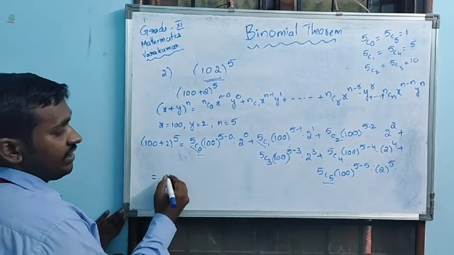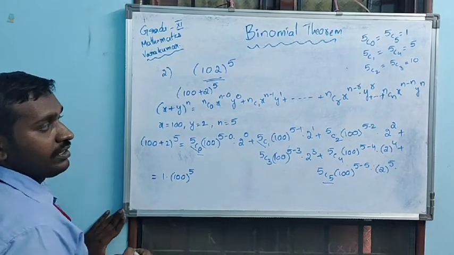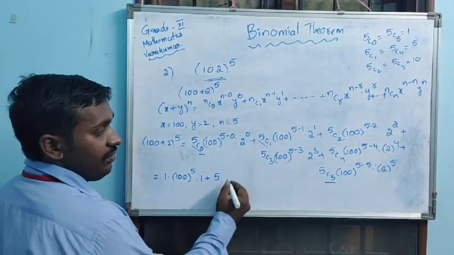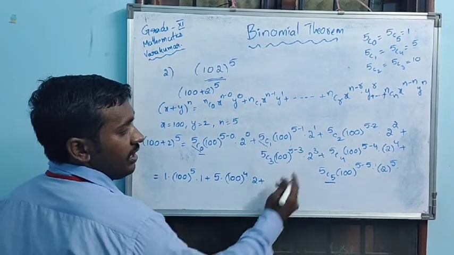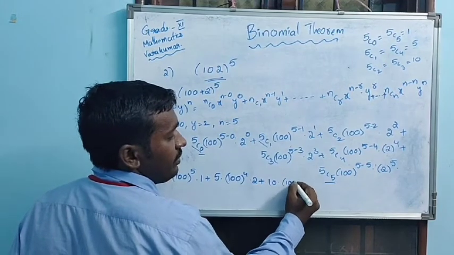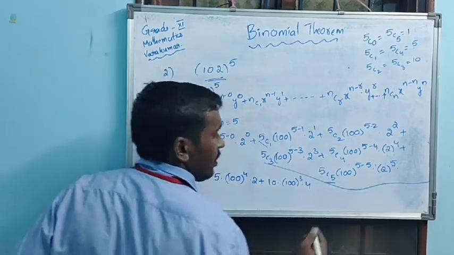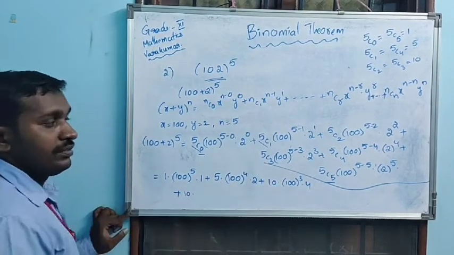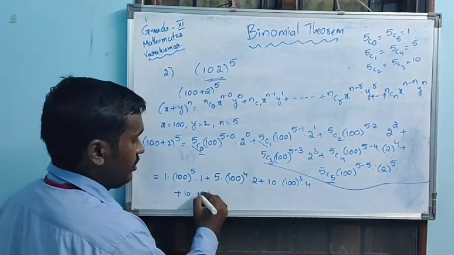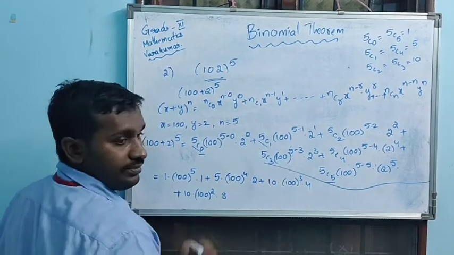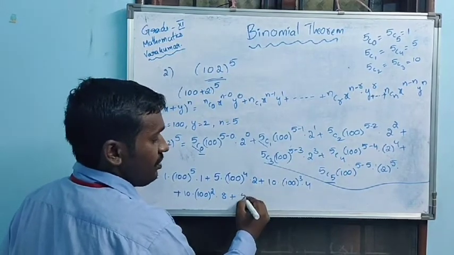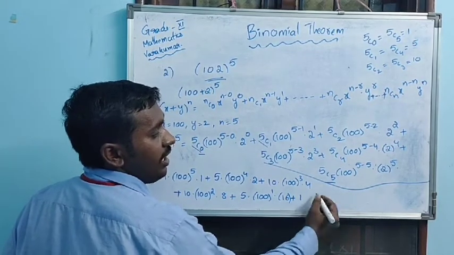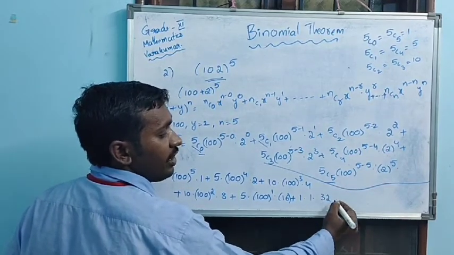Now, 5C0, which is 1, into 100 power 5, into 2 power 0, which is 1. Then 5C1, 5 into 100 power 4 into 2. Then 5C2, value 10, into 100 power 3 into 4. Plus 5C3, value 10, into 100 power 5 minus 3, so 100 power 2, into 2 cube, 8. Plus 5C4, value 5, 100 power 1 into 2 power 4, 16. And 5C5, which is 1, 100 power 0 also 1, and 2 power 5, 32. Okay?